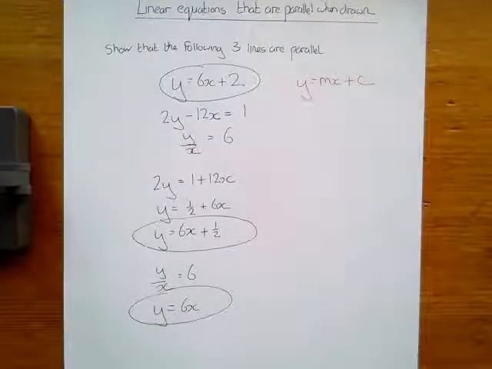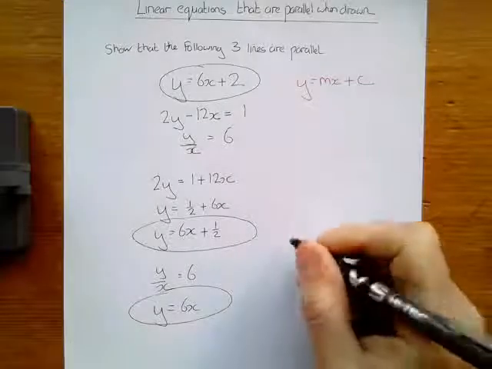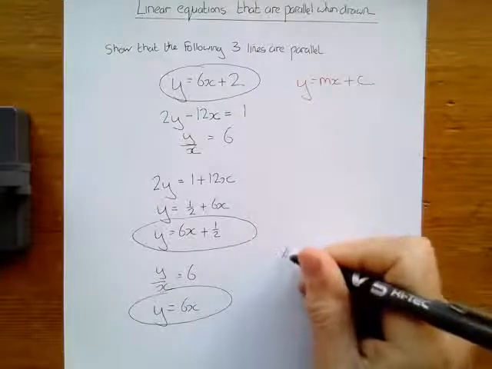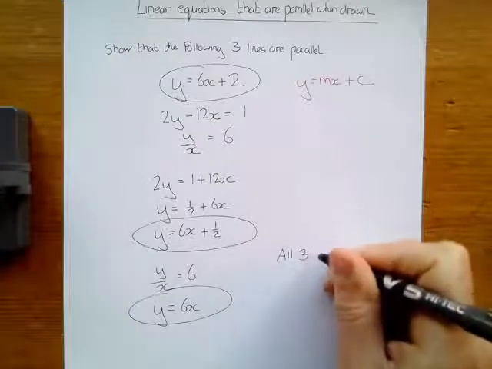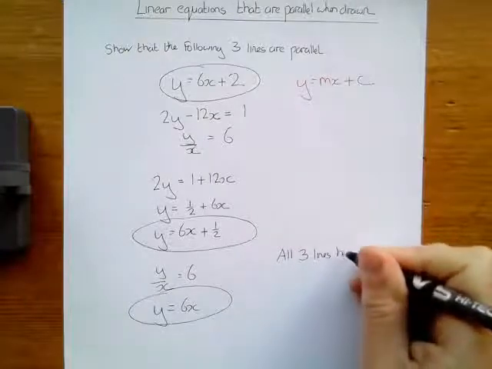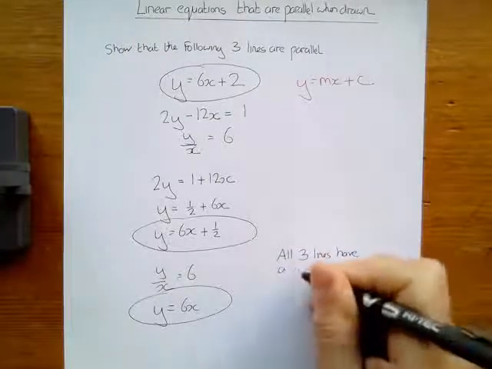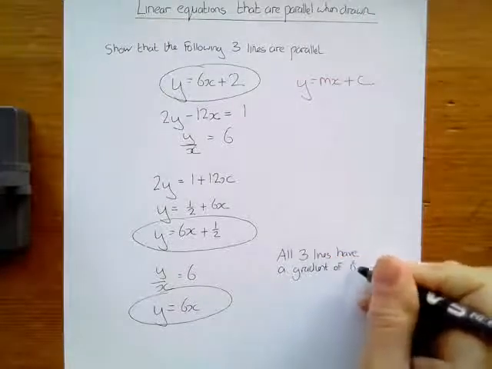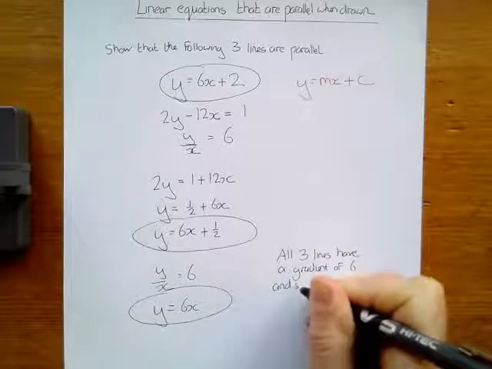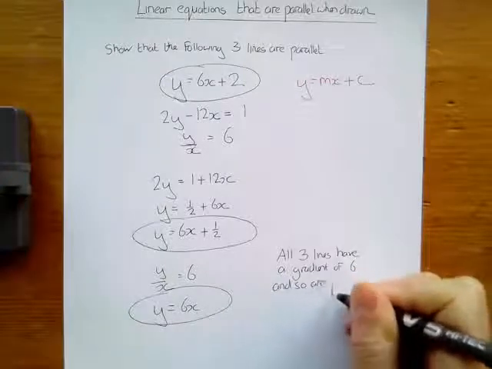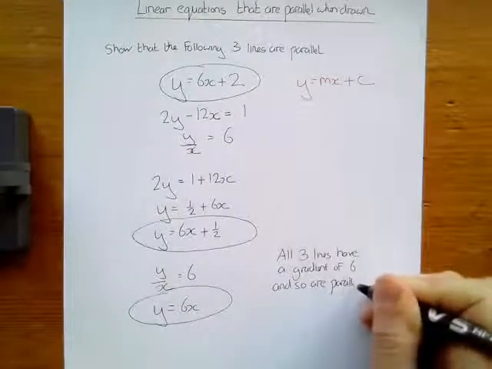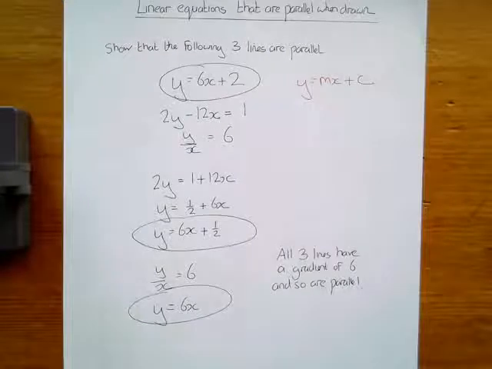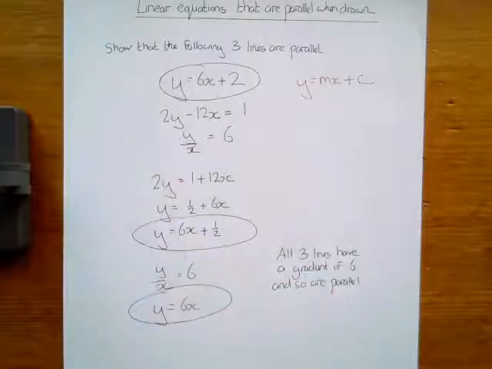Okay, I can now say, to finish my question off, something along the lines of: all three lines have a gradient of 6 and so are parallel. I didn't plot anything. I didn't go anywhere near a bit of graph paper to do that. I can just see it from the fact that I've got these 6's here.